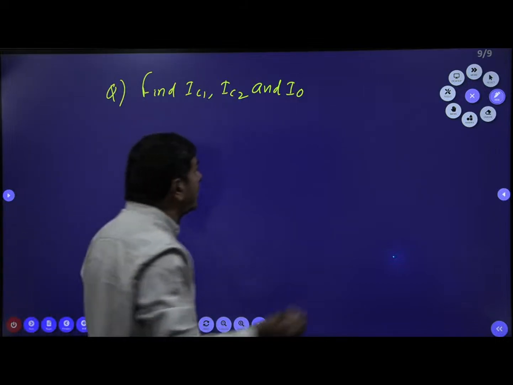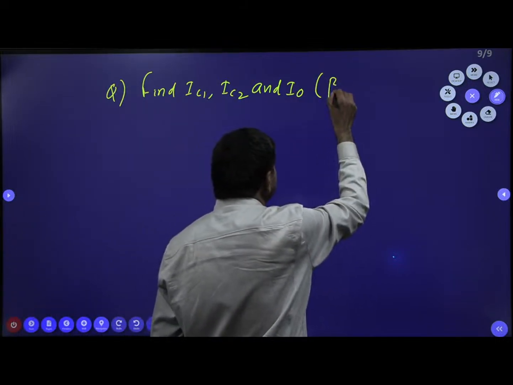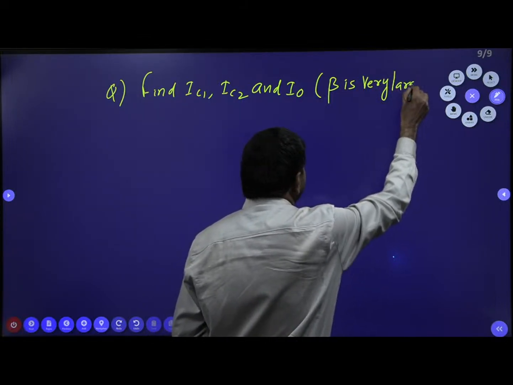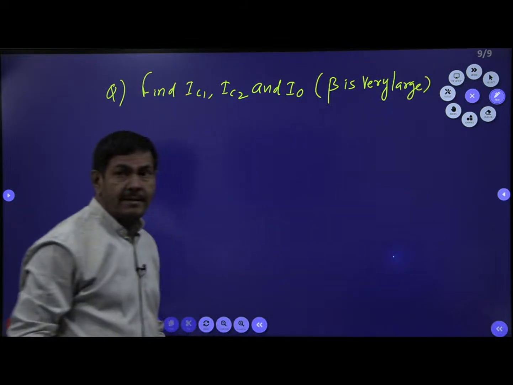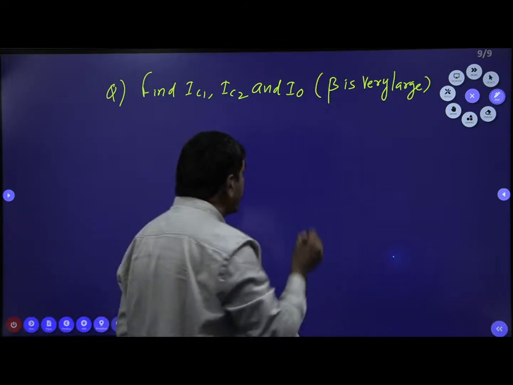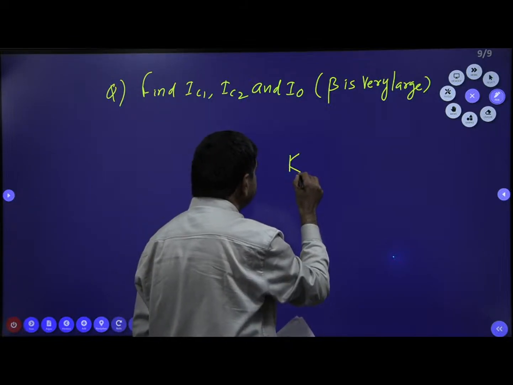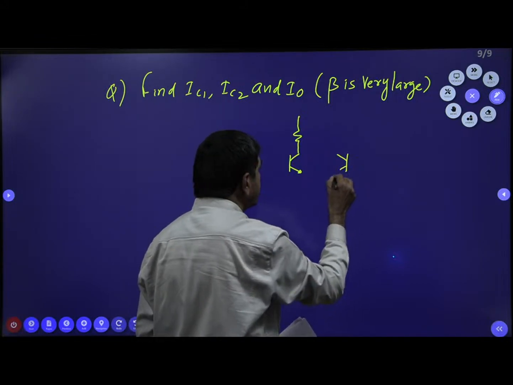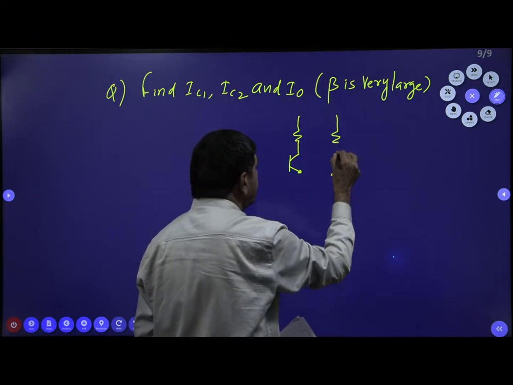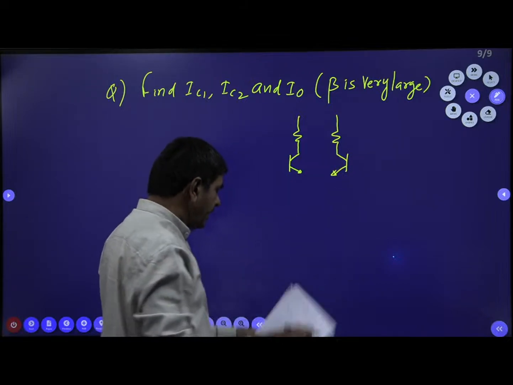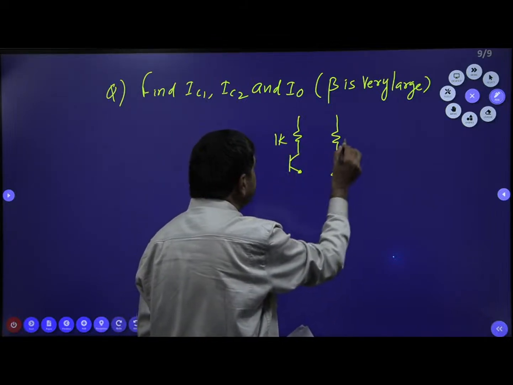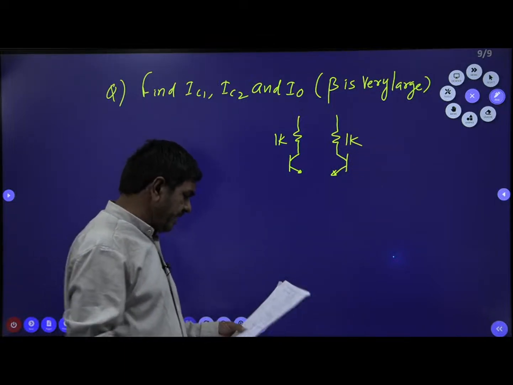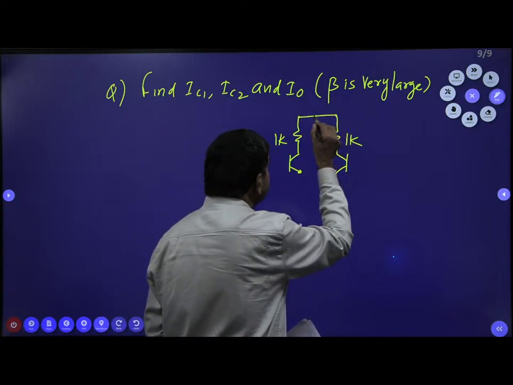Beta is very large, it is given in the problem. And the network is given like this. Each resistance of value 1K is given here now. This is 1K, it is also 1K. And the supply voltage is given as 10 volts.